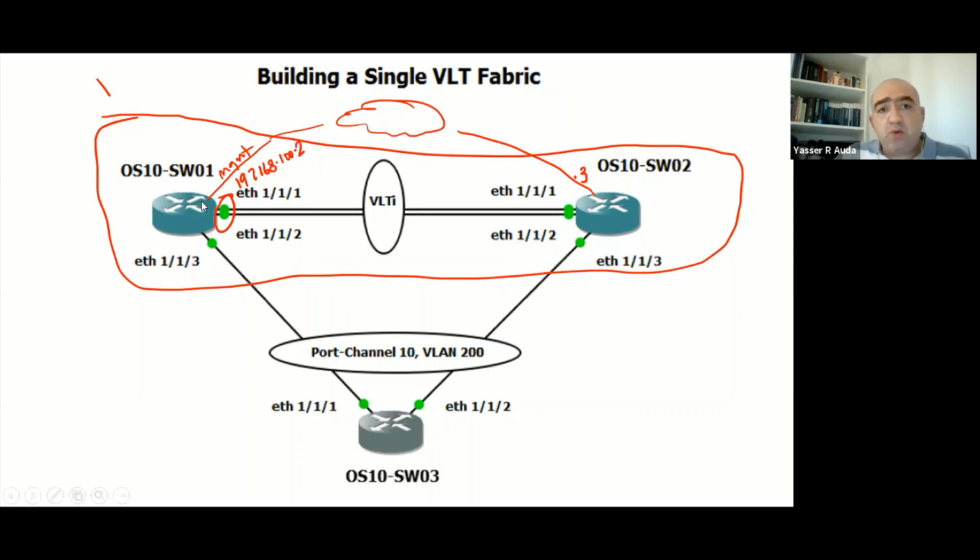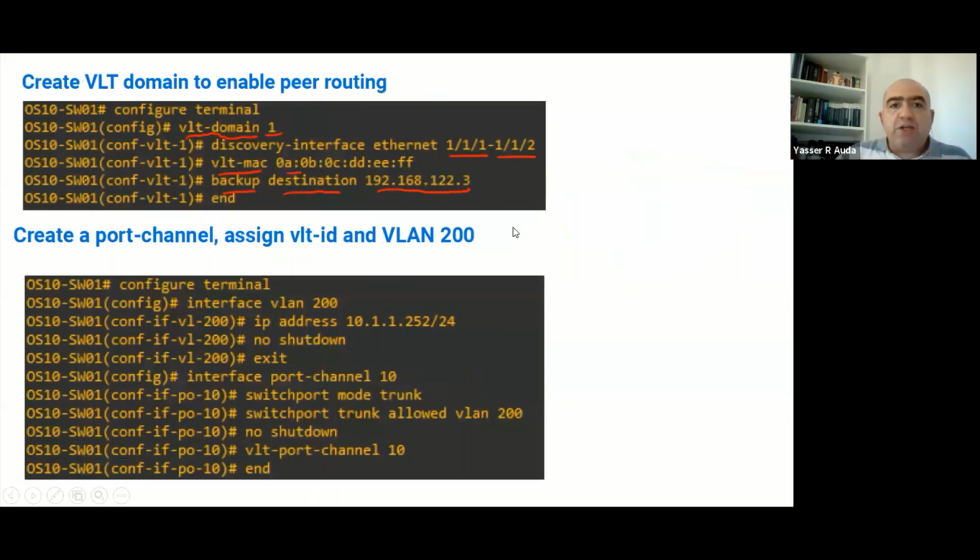Now in switch 1, when I want to configure a backup link, I will not say, hey, your management interface is the backup link. No, I'm talking about the destination. So I will tell switch 1, your destination as a backup link is this guy, and I will do the opposite in switch 2 for sure. So here I'm telling it that our backup destination is .3.